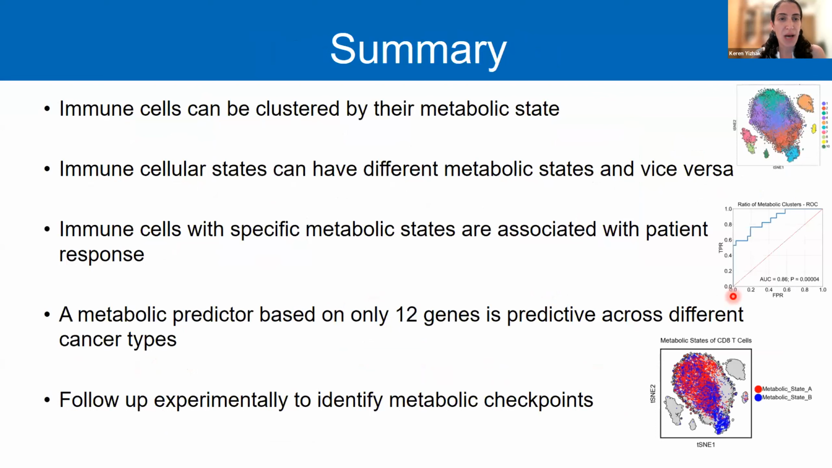So to sum up, basically our semi-supervised analysis shows that the non-immune cellular state can be further subcategorized by their metabolic state. It has some meaning and association with patient response, and from that we could derive a 12 gene signature that is predictive across different cancer types.